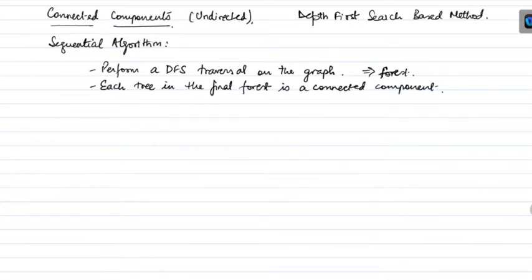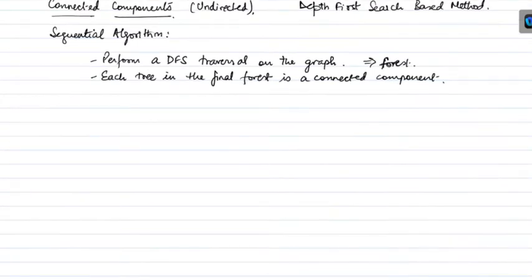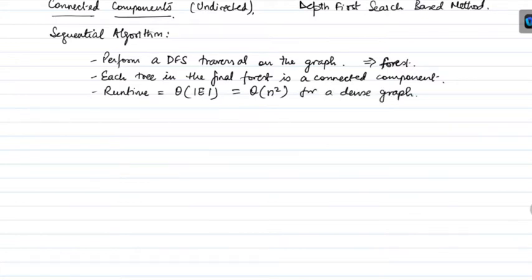All right. So what's the runtime of the sequential algorithm? Well, you have to at least visit all the edges, right? So you have to visit all the edges. That's pretty much the amount of work that you have to do, right? And this would be theta n square for a dense graph.